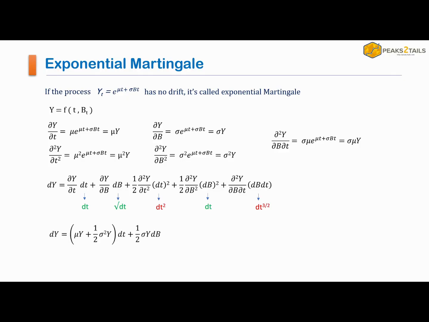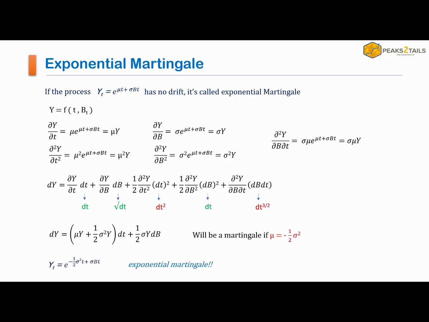So collecting these significant terms, I get this. Now for y to be a martingale, it has to have 0 drift. So I put the drift as 0, then I get a condition between mu and sigma. So mu has to be minus half sigma squared.